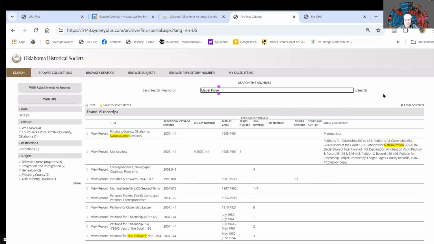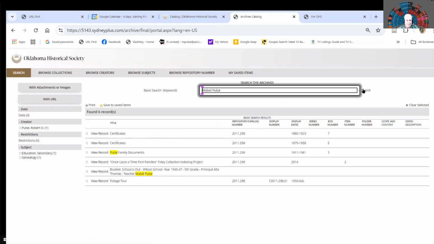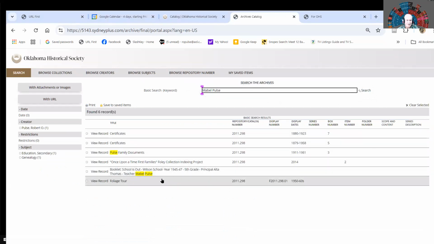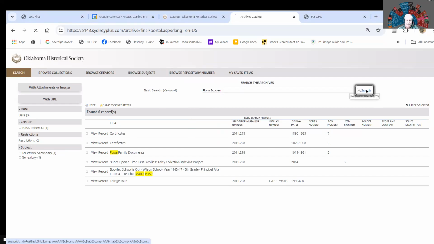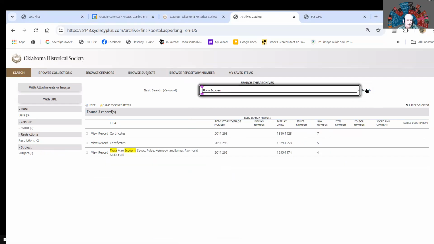When I did this search many years ago, I expected only to find my collection. Looky here. This is something Mabel's fifth grade classroom did in 1945 to 47. And they made their own annual report for what was in the class. There's a picture that goes with that, too. That's in this collection that I was fortunate enough to have somebody send me off of Facebook, of all places. Flora Scover only comes up in my collection.